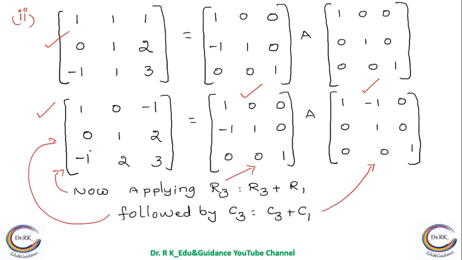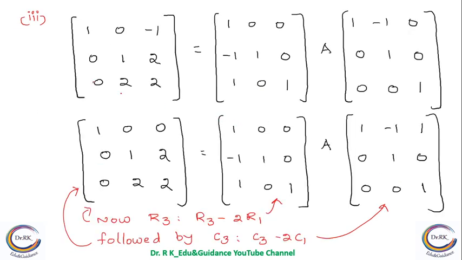Now next, we'll try to make this 0 with the help of the operation R3 is R3 plus R1. First we perform R3 is R3 plus R1 on this matrix and on this identity matrix. After that we have to go for the similar column operation, that is C3 is C3 plus C1, again on the same matrix and on this matrix. This is what we get, after completing the row transformation and then performing the similar column operation. I think you have to work it out to understand it clearly.